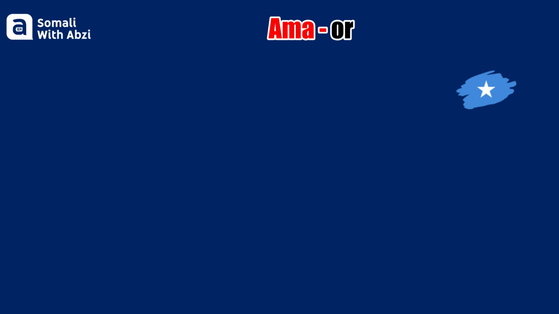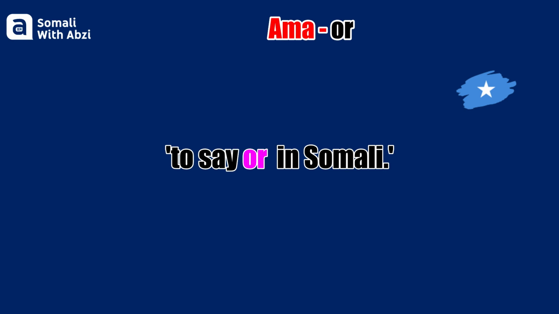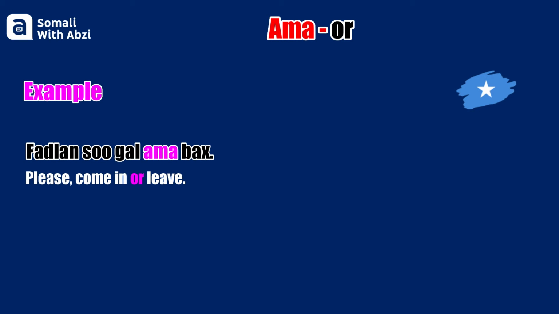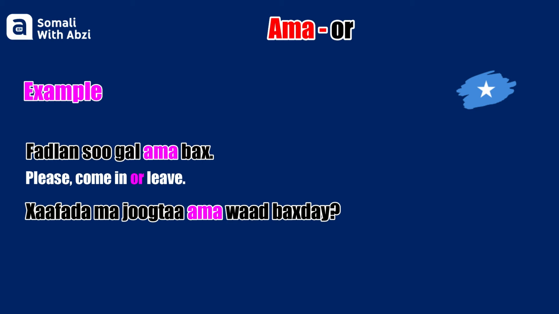We use "ama" to say "or" in Somali. Let's take a look at these examples. "Fadlan soo gal ama bax." Please come in or leave. "Xaafadda ma joogtaa ama waad baxday." Are you at home or did you leave?